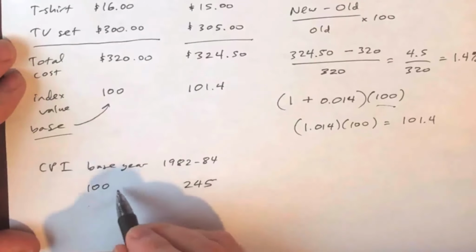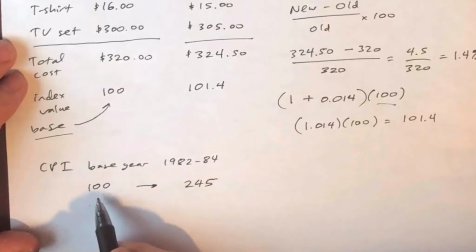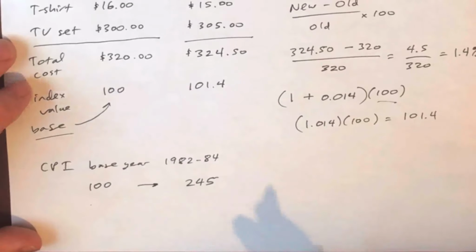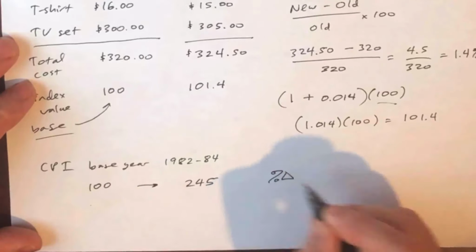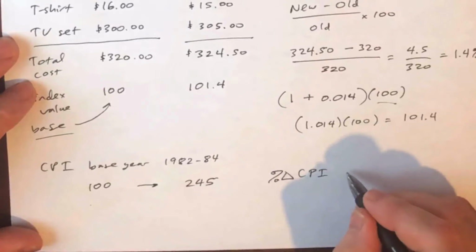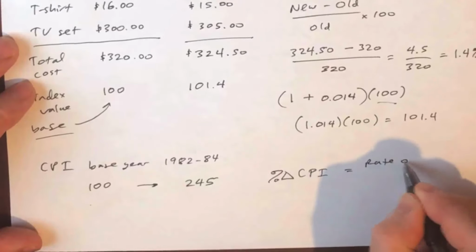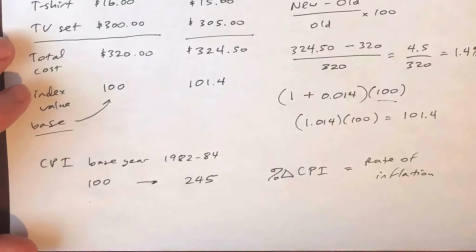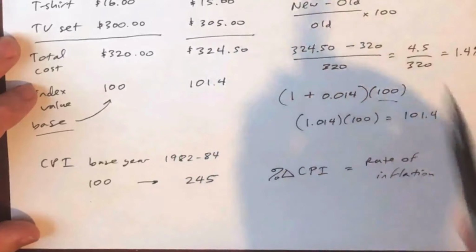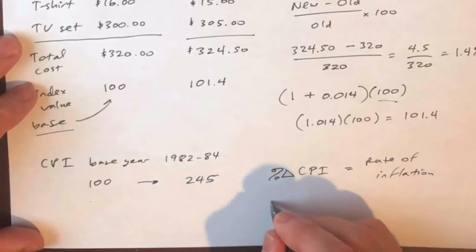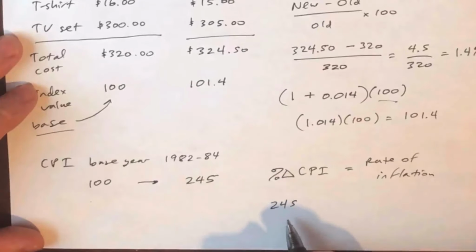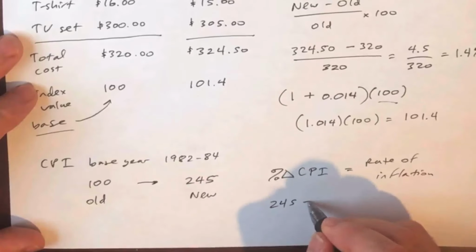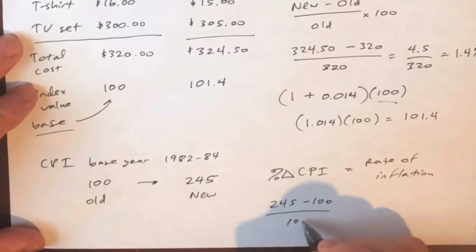And we can see, okay, something that's gone from 100 to 245, what is the percentage change, right? Because the percentage change in the CPI, what is that? Well, that is the rate of inflation. The rate of inflation is the percentage change in the CPI. And again, the way we're doing it is we're just taking the new minus the old over the old. So in this example, 245 is the new one, while 100 is the old one. So 245 minus 100 over 100.